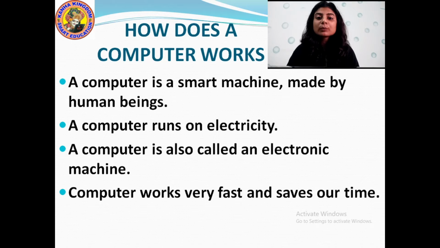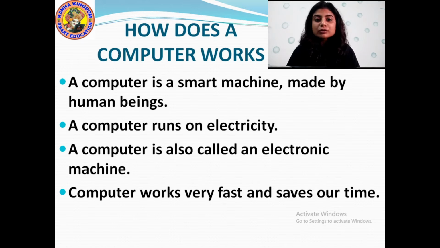Computer is made by human beings and a computer is a smart machine which looks like a television, the TV that we have at home, but it has got some extra parts attached to it. Okay, there are some extra parts which are attached to the computer. And how does a computer work? How can we work on a computer? What helps the computer to work? A computer runs on electricity. Electricity helps a computer to work. Without electricity, computer cannot work.